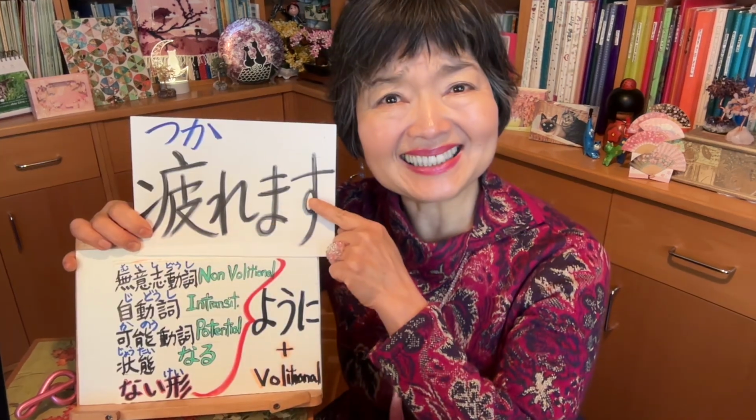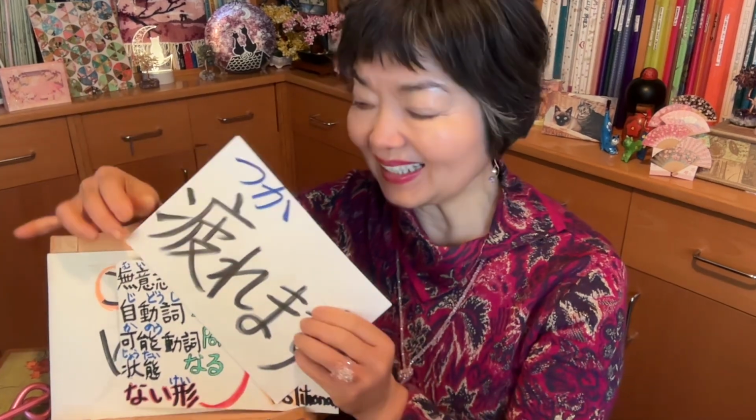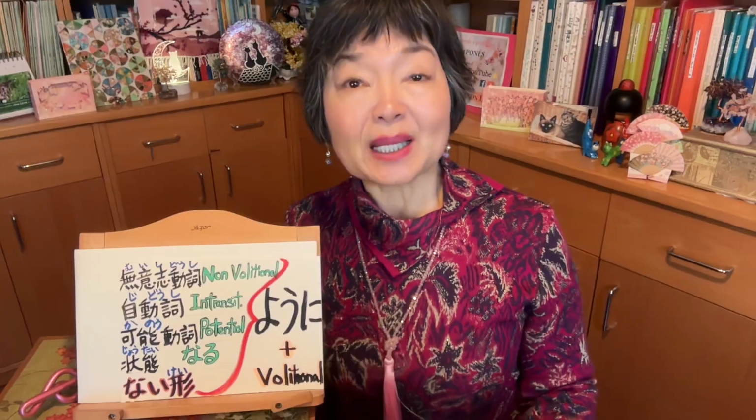I ran slowly to avoid getting tired. 疲れます。疲れないようにゆっくり走りました。Quiz time with 3 translations into Japanese. 1番目 I explained with easy words so that anyone could understand.